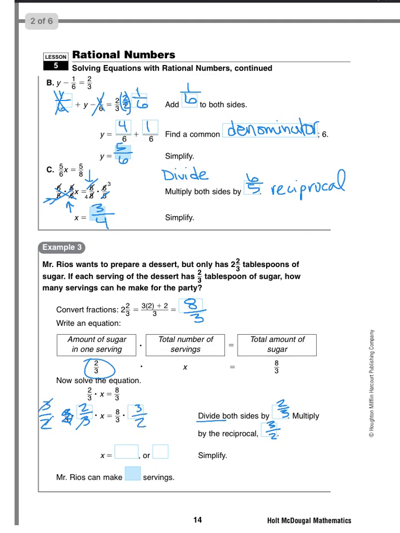These 3's cancel, these 2's cancel, which leaves us with just x. These 3's can cancel and become just a 1. And the 8 and the 2 can cancel because 2 goes into 8 4 times. So x equals 4 over 1, or just simply 4. So Mr. Rios can make 4 servings of whatever he's making.